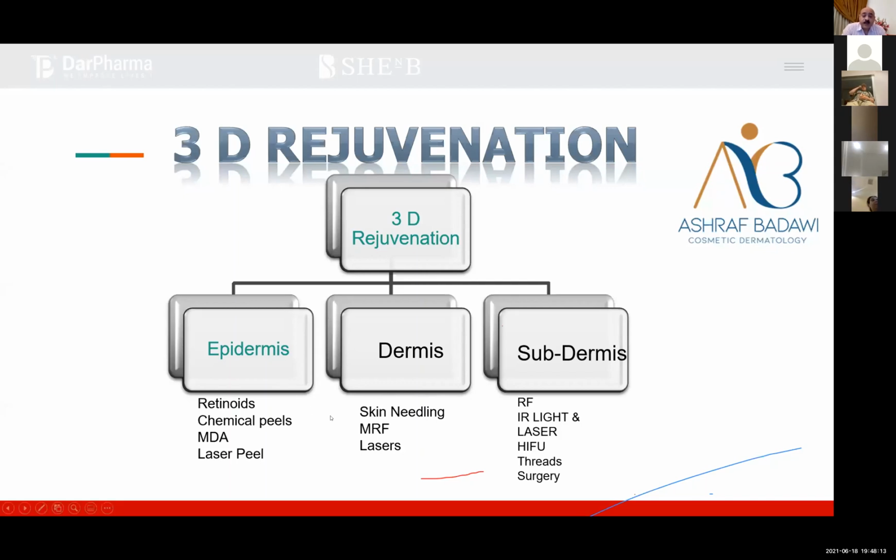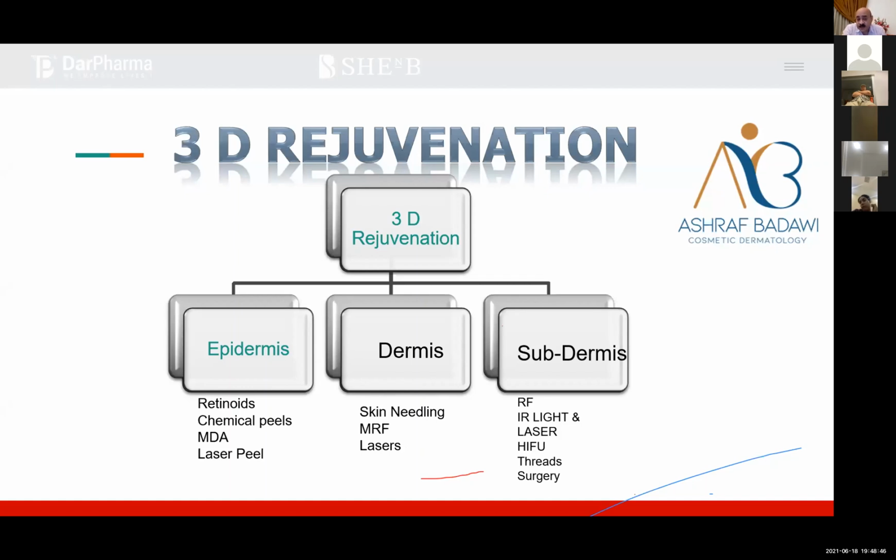Then the dermis. To improve the dermis, what are the options? We have skin needling with the different derma rollers or motorized rollers. We have microneedling associated with radiofrequency, and we'll discuss that in detail later. And also we have different types of lasers, whether the non-ablative lasers or the fractional lasers, whether ablative or non-ablative fractional lasers. All of them are going to improve the dermis.